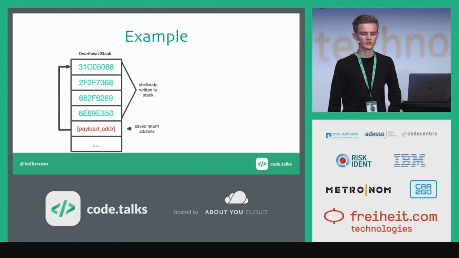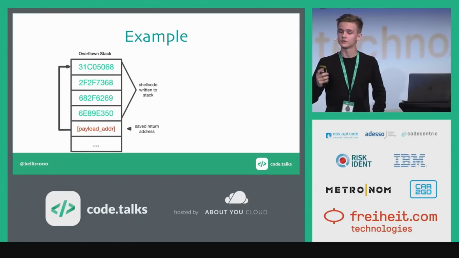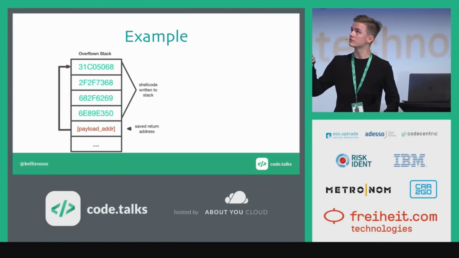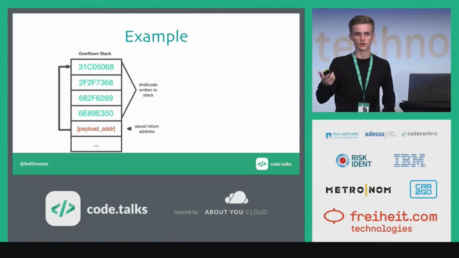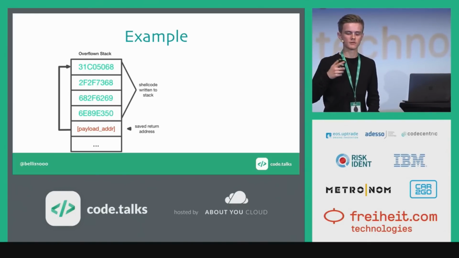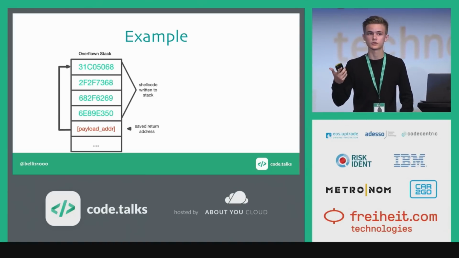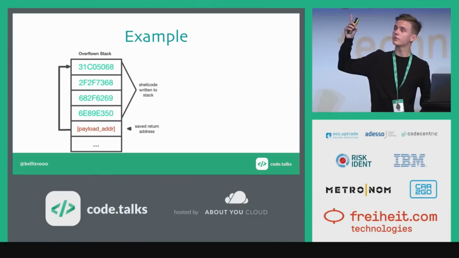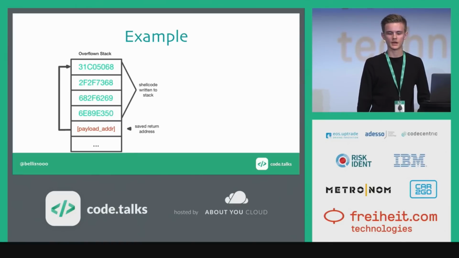So here is a diagram representing that overflown stack. At the top, you have the overflown data, which is all the shellcode. These are the byte representations of those instructions. Then you get down here where it says payload address, you overwrite this. This is the return address for the function, and you just need to overwrite that with the address that points back to the top where your shellcode starts. And then when the current function returns, whatever that is, it's going to jump to your shellcode, and it's going to execute your code within the target process.